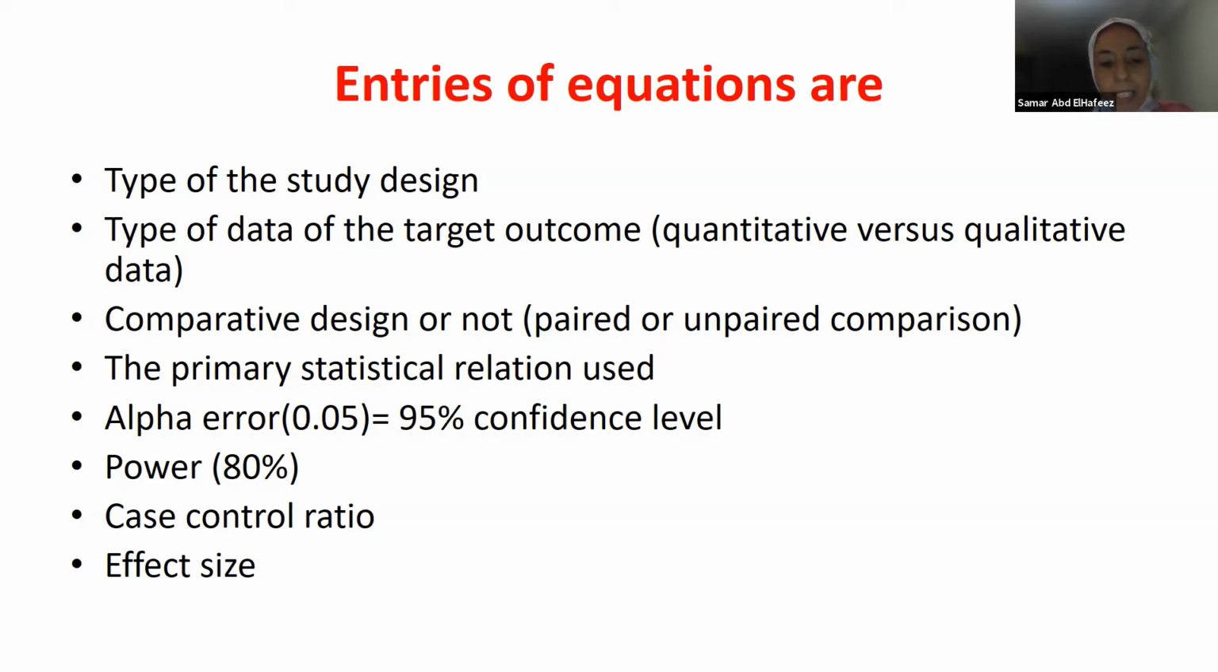The power is limited to the findings of my study. The prevalence of the hypertension based on my study population is 20%. So to what extent I am sure that this value, the 20% value, is correct, this is the power.